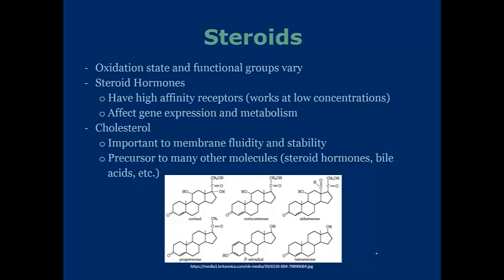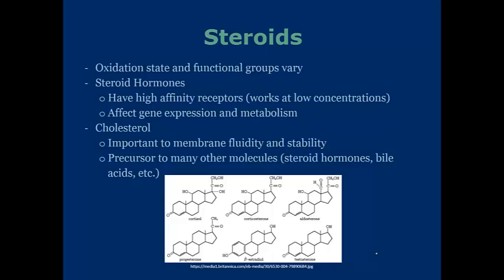Steroids are one of the hormones of choice that are used by the endocrine system. Their oxidation state and functional groups will vary, but they have a very common characteristic. At the bottom are some examples of steroids. These hormones have high affinity receptors, meaning that they work at very low concentrations. This means that there does not have to be very much hormone to generate a response. And a lot of times, these steroids are going to affect things such as gene expression and metabolism, making them especially important.